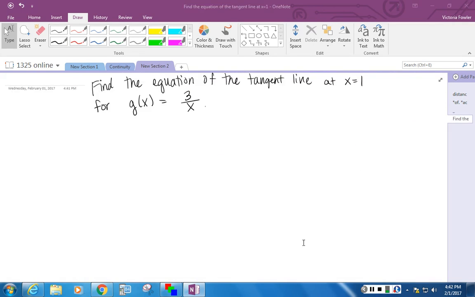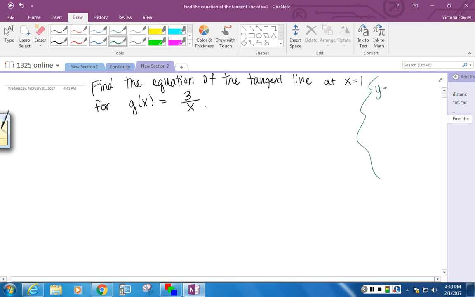Okay, so now suppose it goes further, and it says find the equation of the tangent line at x equals 1 for g of x equals 3 over x. Okay, so this kind of melds some things together. So I know that the derivative is the same thing as instantaneous rate of change, and I also know that that is the same thing as finding the slope of the tangent line at a particular point.